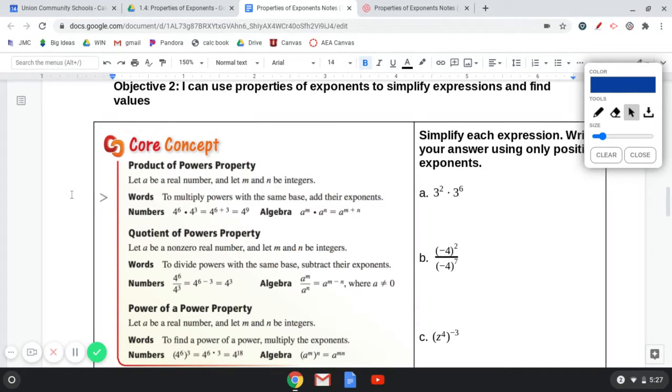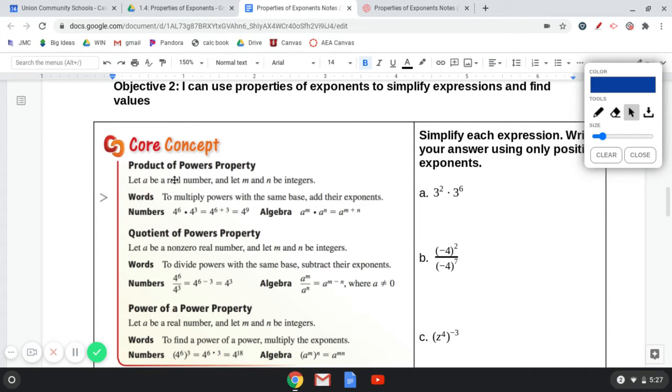Right, y'all. Properties of exponents. We're going to use them to simplify expressions and find some values. All right, so let's go. I'm going to first talk through these three properties, and then we'll do these three examples.